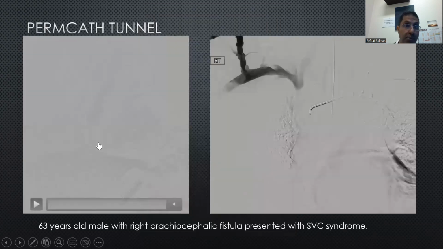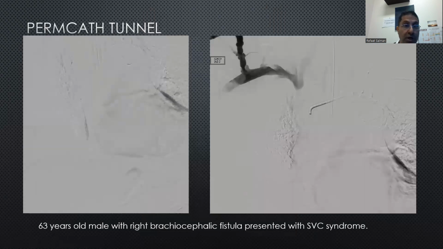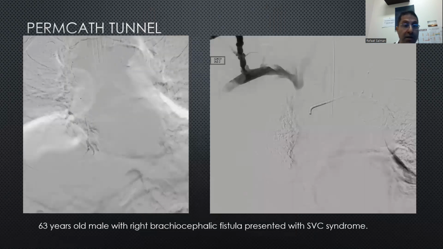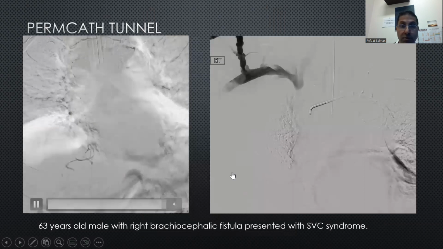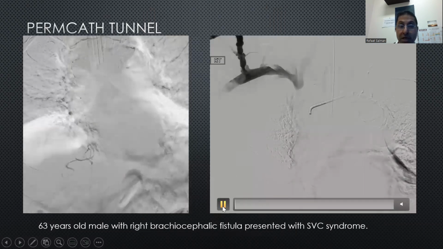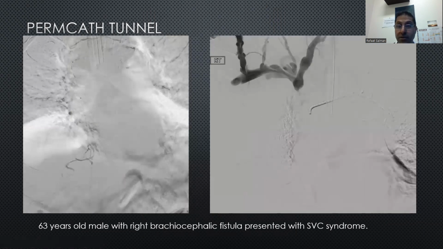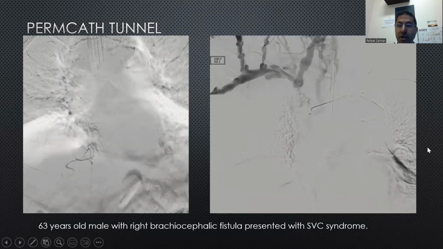So another example of a patient with the right brachiocephalic fistula presented with SVC syndrome. Tried to puncture the PermaCath tunnel, was leading to nothing, only small collaterals. A bilateral arm axis was gained and showed total central occlusion. Only the brachiocephalic vein is patent on both sides.